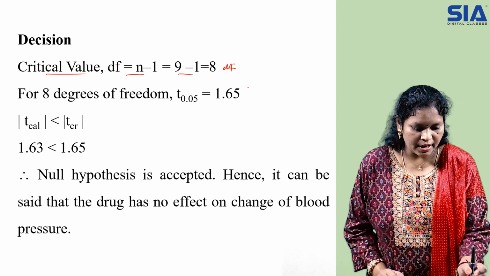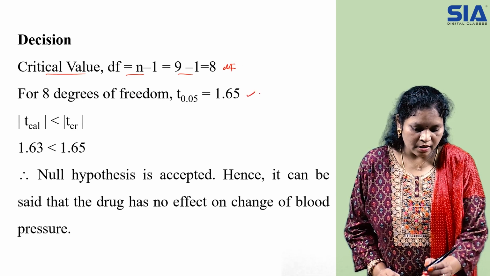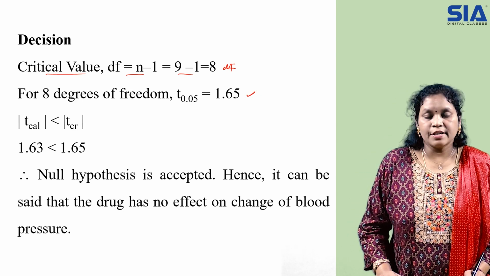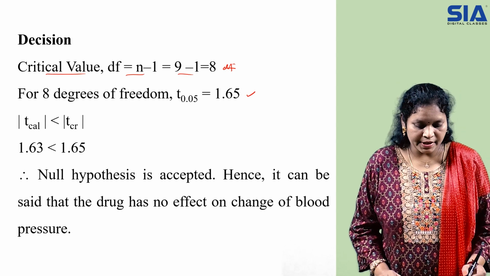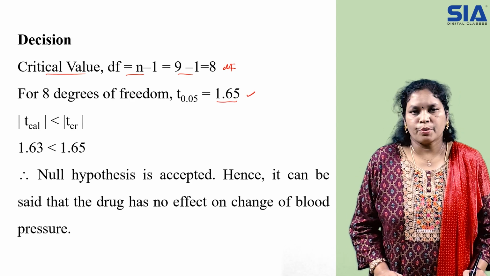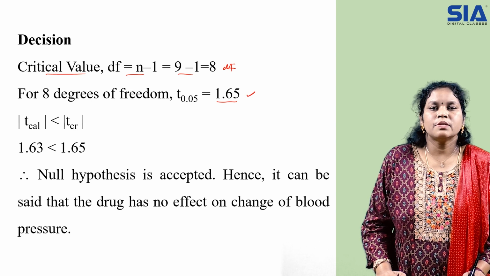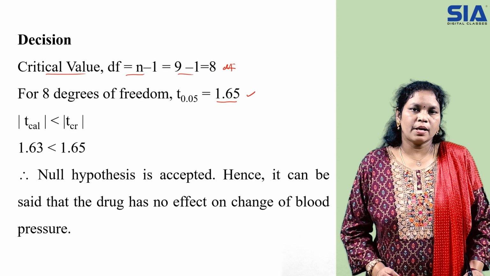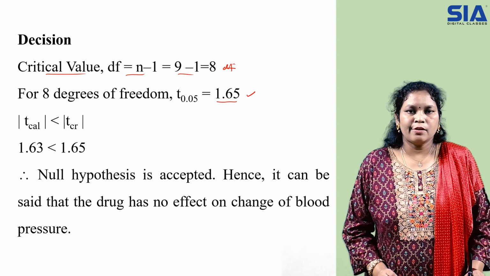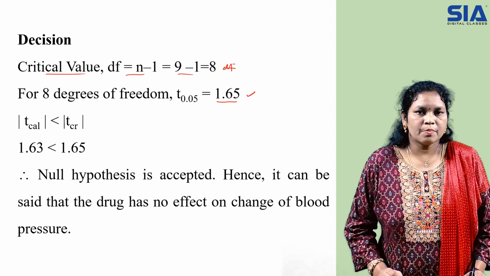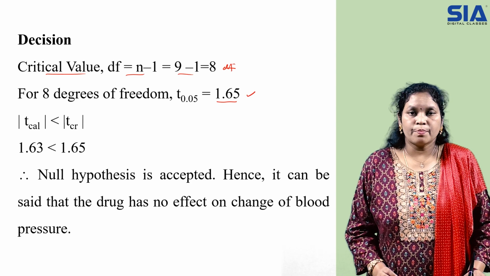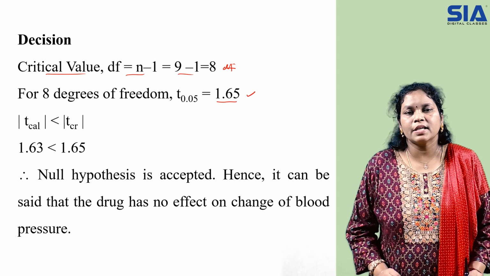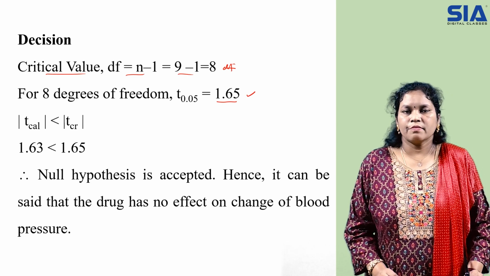Now with 8 degrees of freedom and t alpha percentage, that is 0.05, the table value, the critical value, has already been given in the question itself, 1.65. Actually from the T tables we obtain these values based on the degrees of freedom. We get the critical value or table value from the T tables if it is a T test. They will provide it in the question itself. For all small sample tests you can get the table value from the question itself.